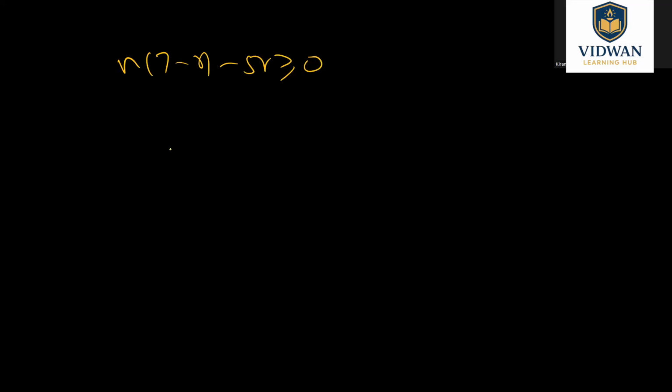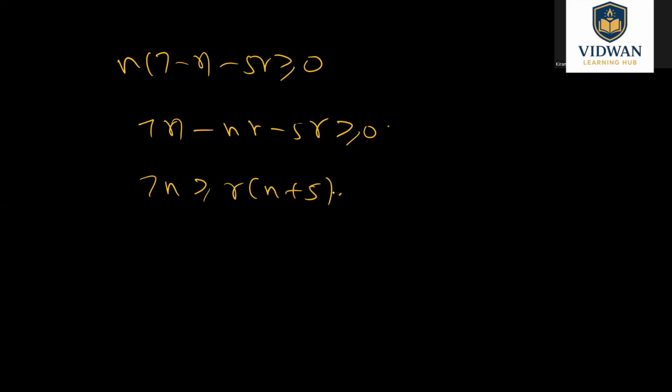So for what value of n it is going to hold, we should see. So 7n - nr - 5r greater than or equal to 0. So for what values of n it is going to hold, that we need to check. So 7n is greater than or equal to r(n + 5). Equal to 1 comes, sir. Equal to won't come. They said it's only positive integer. They didn't say non-negative. So based on this, how many values you are getting, you verify and then count.